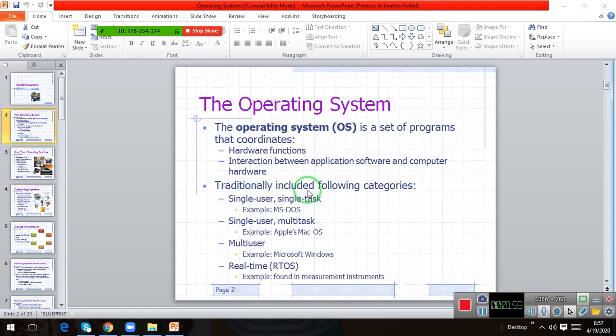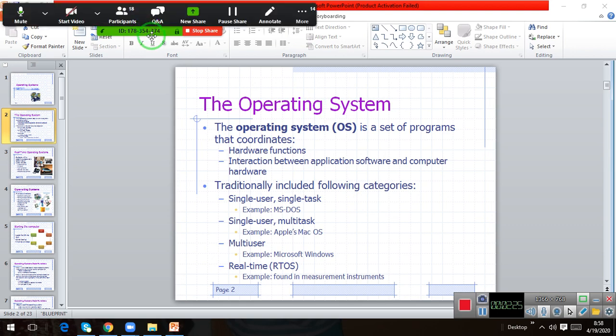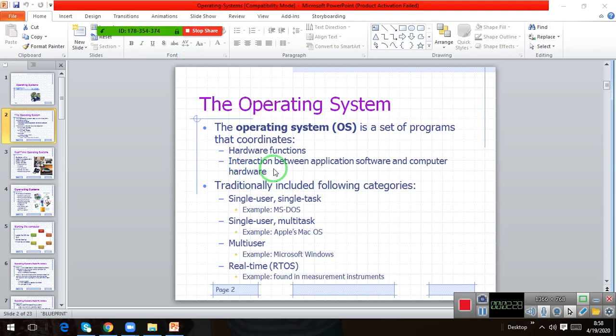Now we have traditionally different categories of operating systems. First, we say the single user or single task operating system, which is designed only for a single user and to perform a single task, and that is known as MS-DOS. I guess all of you are familiar with what MS-DOS is. Then the second one is again single user, but for multitasking, and that is the Apple Mac operating system, where a single user can perform multitasking at a time.